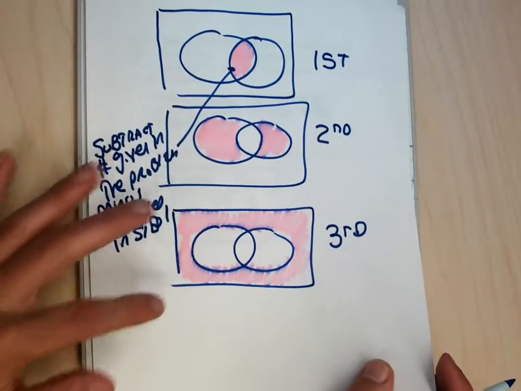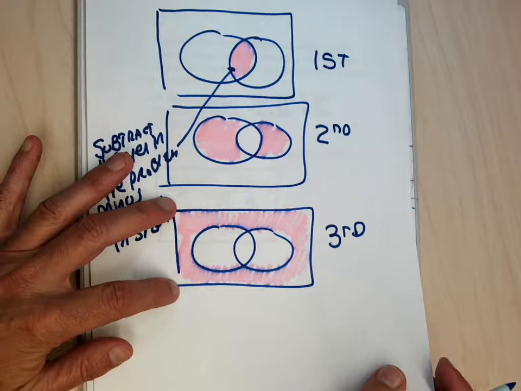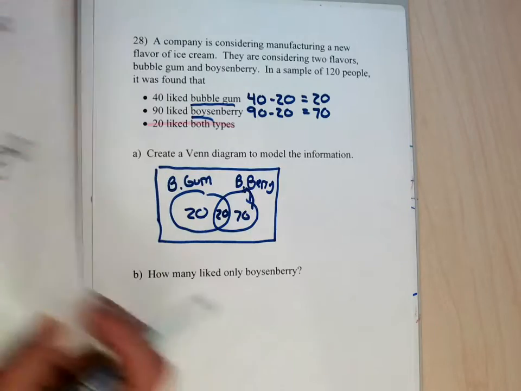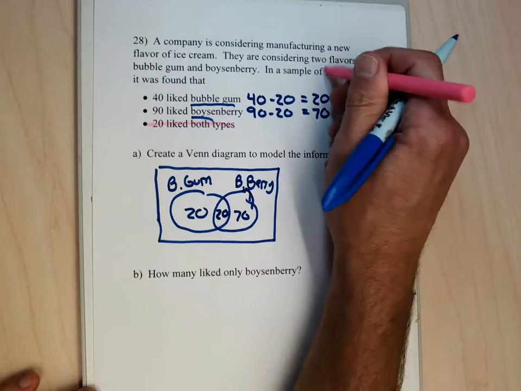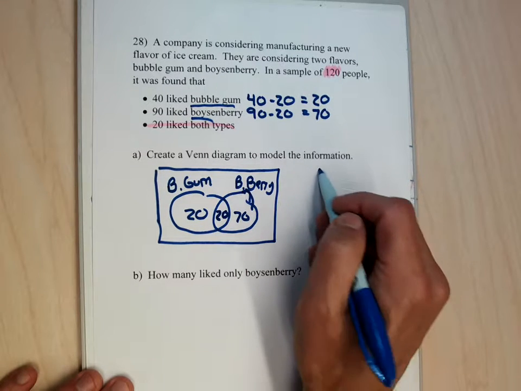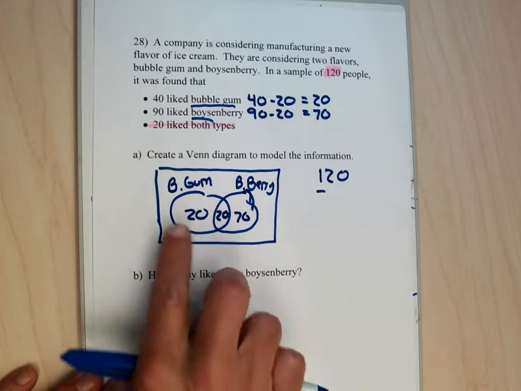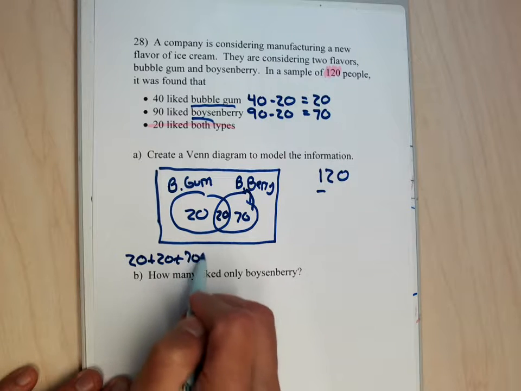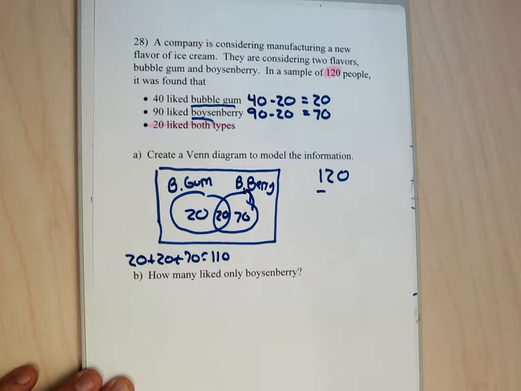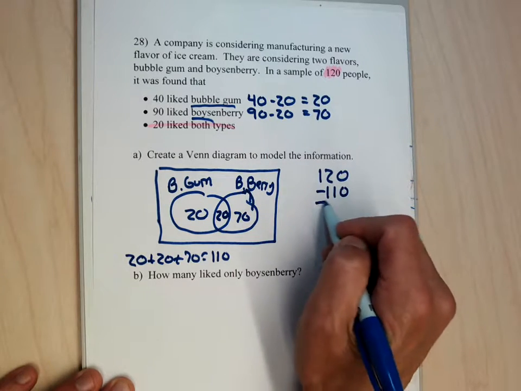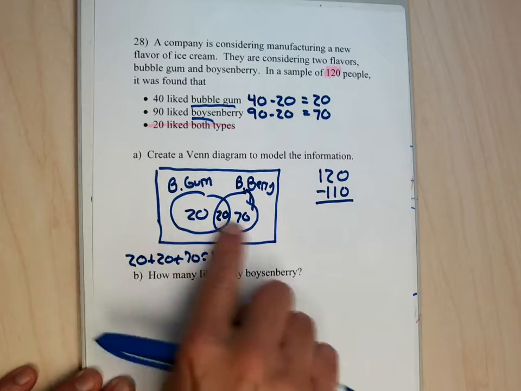On to my third step. I get the number that goes outside the diagram. And generally we get that number by looking at the initial problem before I get to the wording and take the number that's given, like the total number of people surveyed in this case, minus any number that's already in the circles. The numbers in my circles so far are 20, 20, and 70. And if I add those up, there's 110 in my circles already. So I'm going to take the 120 people that were surveyed and subtract out the 110 that I know what their preferences are.